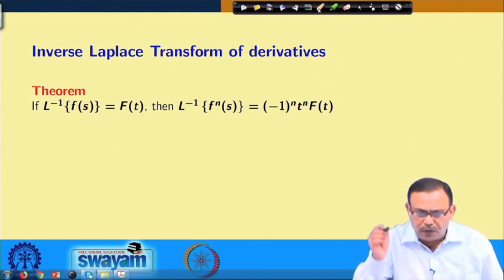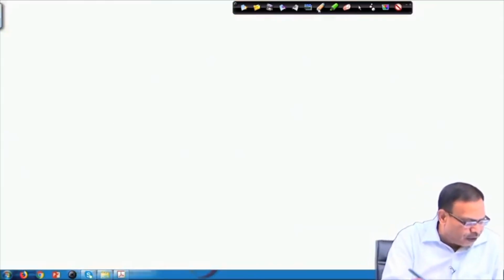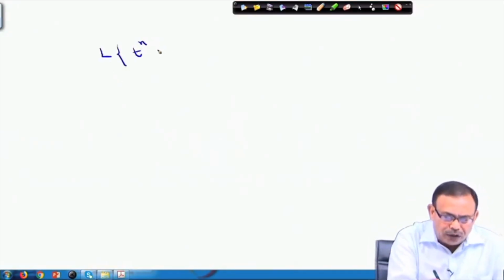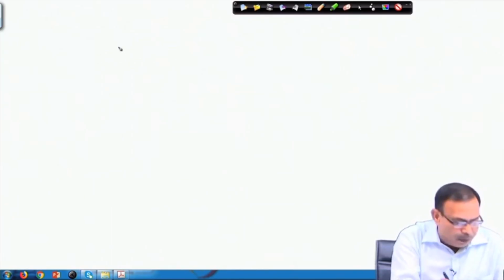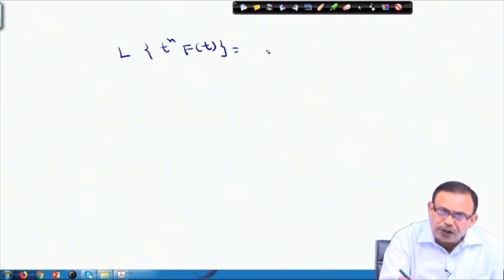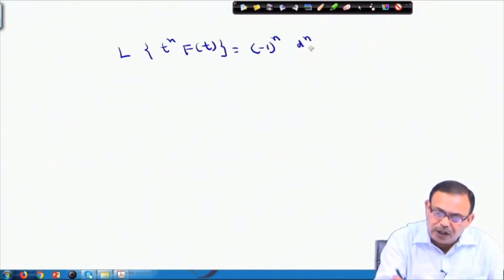So, let us see how it works over here. Let us start from the right side, that is t to the power n into f(t). Laplace transform of t to the power n into f(t) equals, using the properties I know, minus 1 to the power n, d n by d s n of F(s).